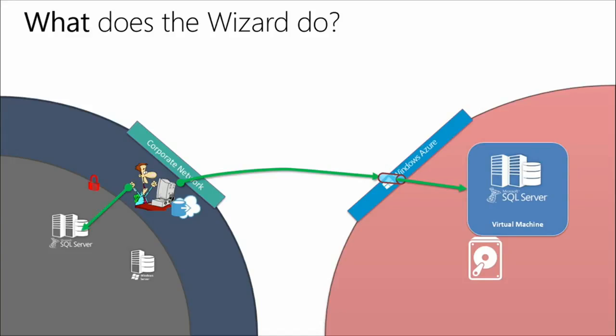When we have that role established, we ask the SQL Server Engine to put the database backup to that file share. And when this backup is in place, the wizard retrieves that backup from that file share and places it into Windows Azure Blob Storage.